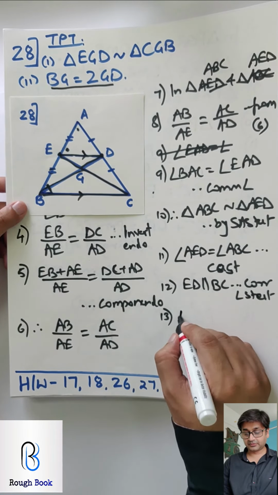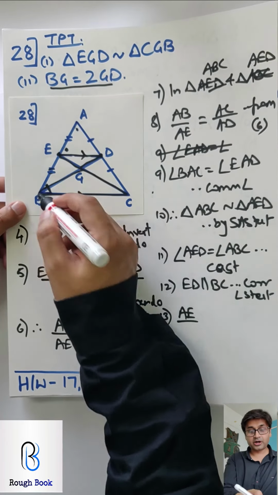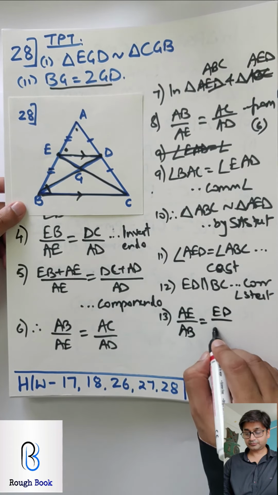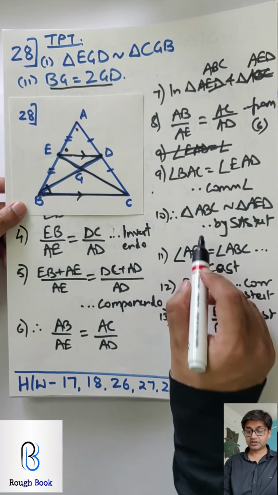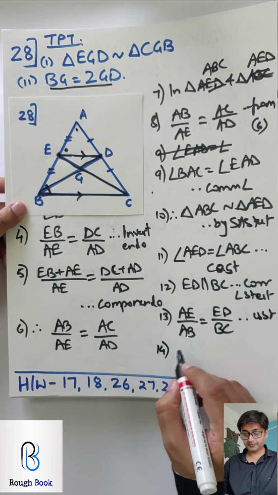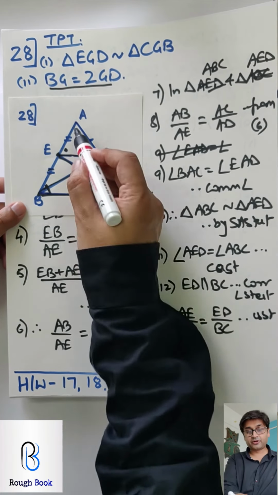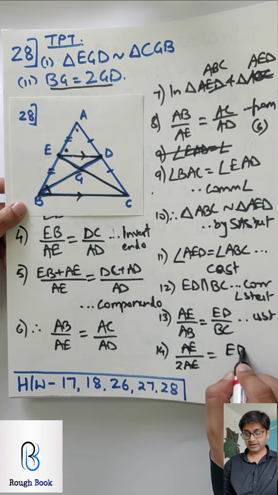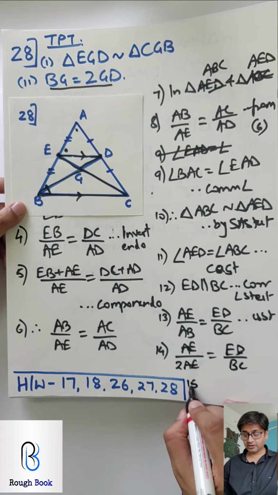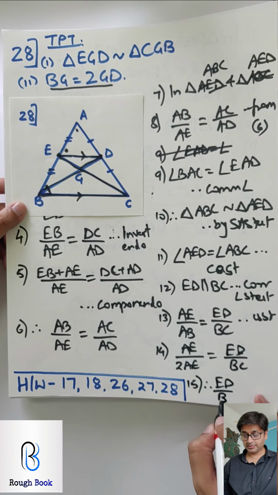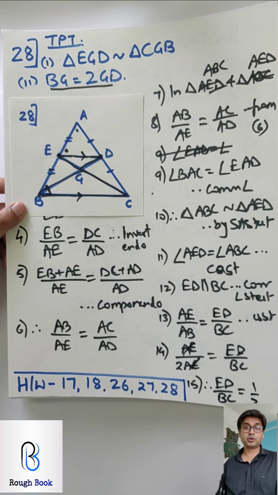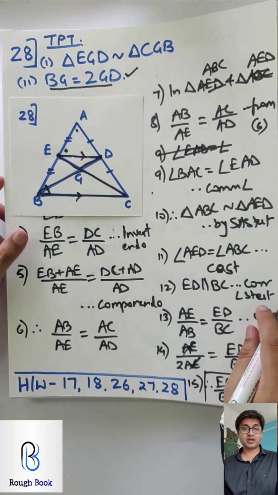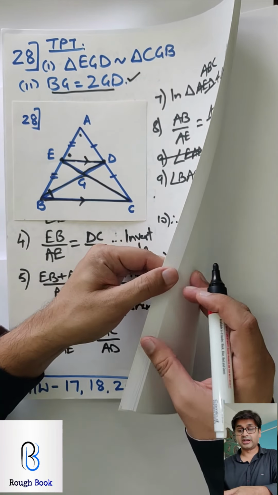For that we'll prepare something. We'll say AE upon AB equals ED upon BC, CSST, because these two triangles are similar. AE, and for AB I am writing double AE because E is the midpoint. ED upon BC. Why did I do this? So that ED upon BC will become 1 by 2. This is going to help me to get this one later on. So I'm thinking from the point of view of what you're going to do next, right?